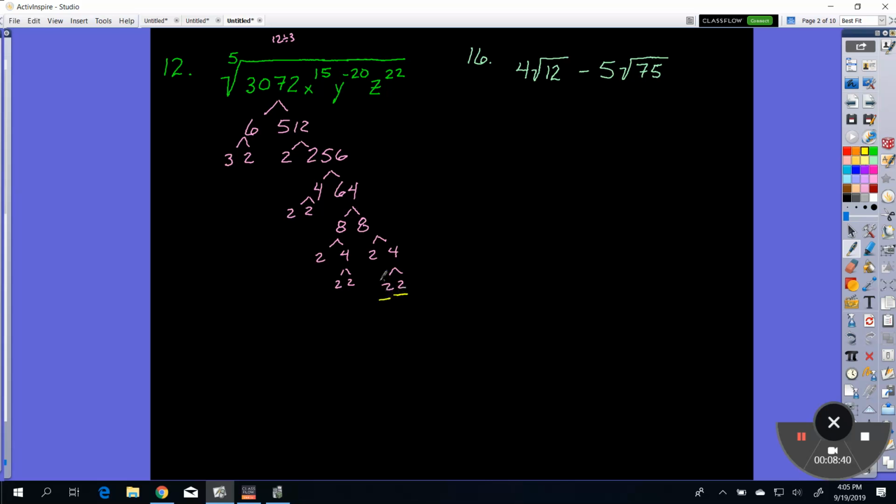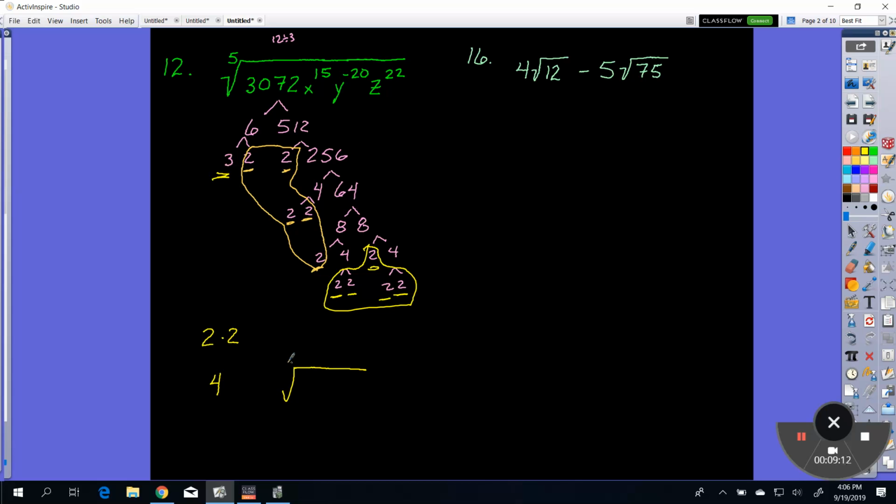So there's 1, 2, 3, 4, 5. So there's one group. There's 1, 2, 3, 4, 5. So there's another group. So this group and this group, those 2's get to come out, and they multiply each other out there. So 2 times 2 is 4. This 3 did not get to leave. There was not a group of 5 3's. So it stays underneath.